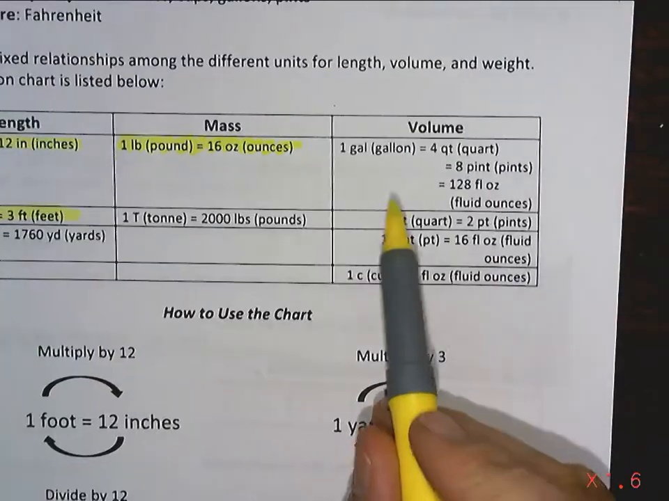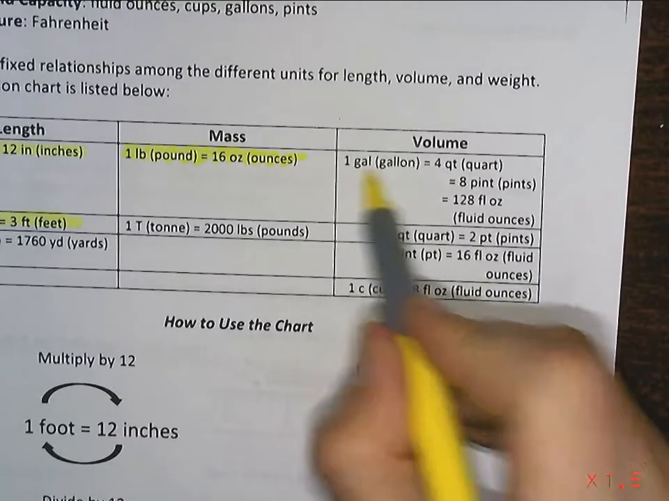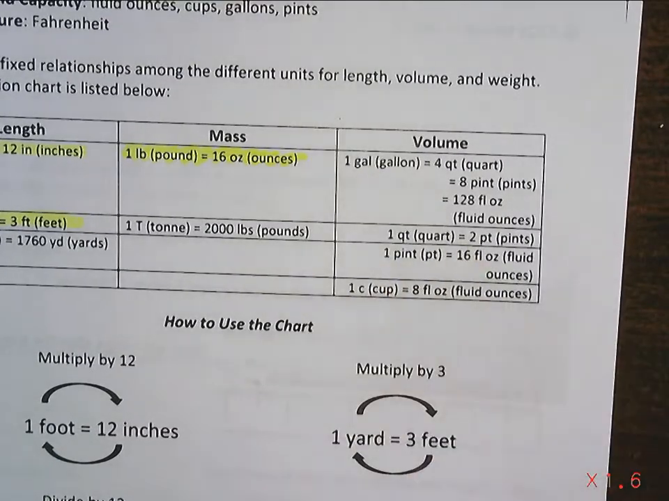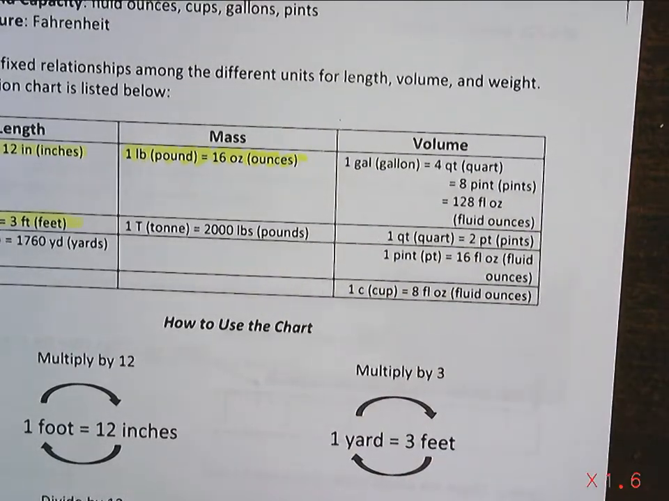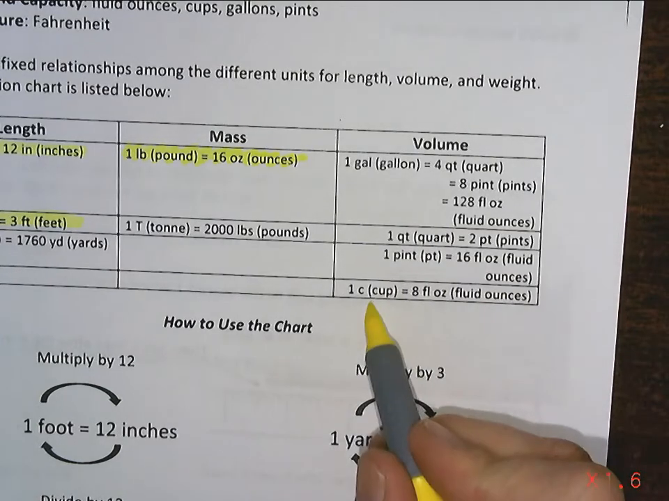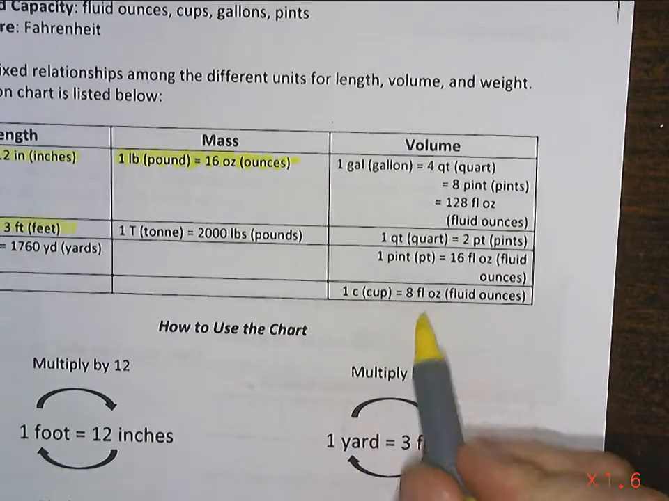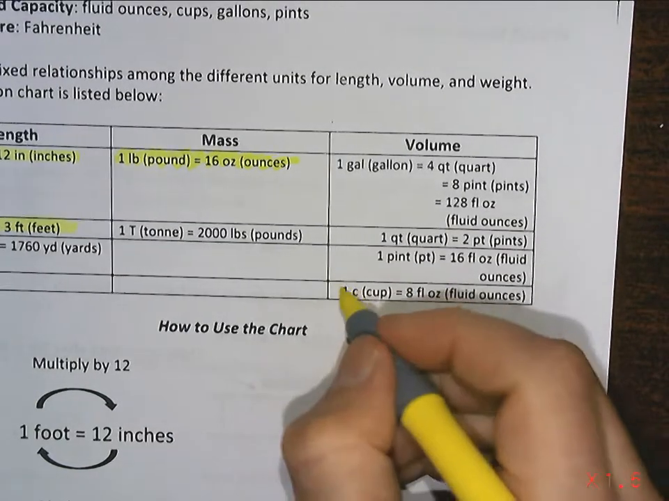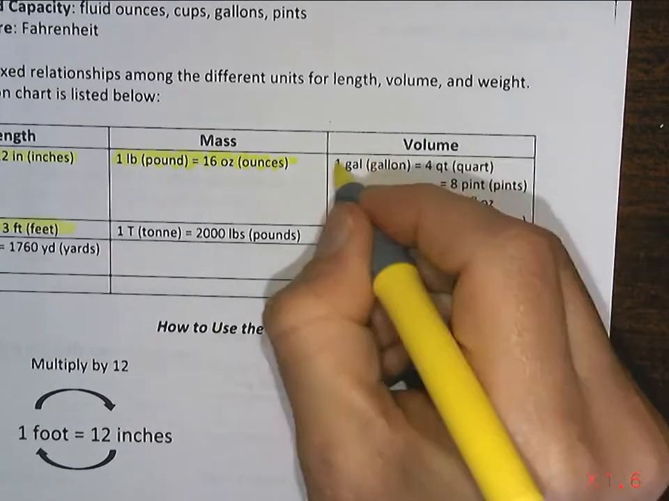All right, gallon. This is important. 1 gallon is 4 quarts, 8 pints, and 128 fluid ounces. 1 quart is 2 pints. 1 pint is 16 fluid ounces, and so on. This is important. 1 cup is 8 fluid ounces. This one you'll use. And this one you'll use.